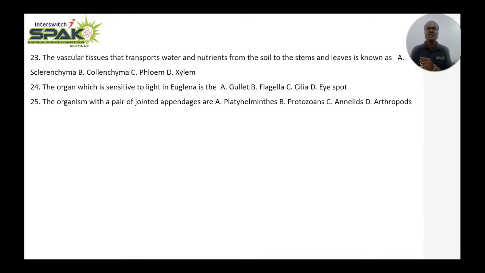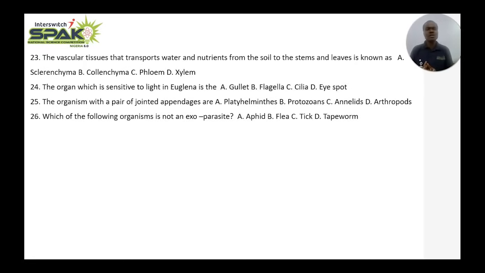Annelid, no. But in the phylum Arthropoda, we have their characteristics with appendages with which they work, jointed appendages.